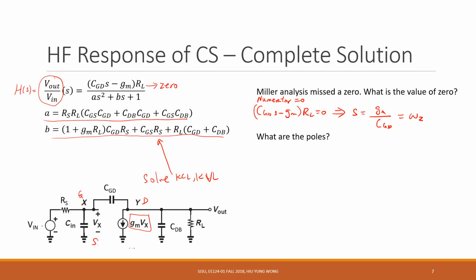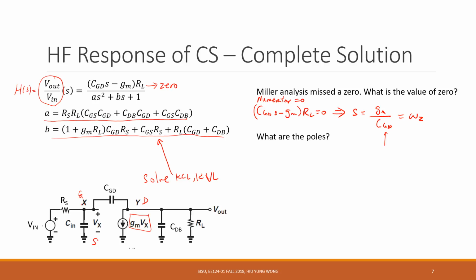So first thing, Miller analysis, or the analysis we did, we actually missed this 0, right? Remember the Miller capacitor is what? Related to CGD, right? That is the one we applied the Miller capacitor. But we definitely missed the zero here. Okay? And how about the poles? How do you find the poles? By definition, right? So this is a full solution.